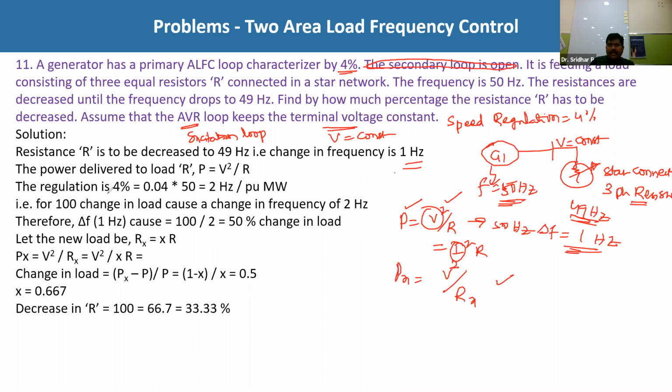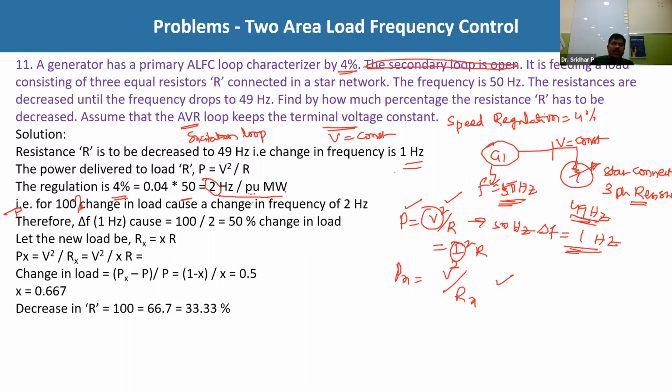The next thing is the regulation he has given, that is a 4% regulation. What is this 4% regulation? That is 0.04 times the no load frequency. So 0.04 into 50, that is 2 hertz per unit megawatt. What do you mean by this 2 hertz per unit megawatt? Per unit means 100%. If the load is changed by 100%, then there will be a change in the frequency of 2 hertz. That is the same thing I am highlighting here: a 100% change in load causes a change in frequency of 2 Hz.